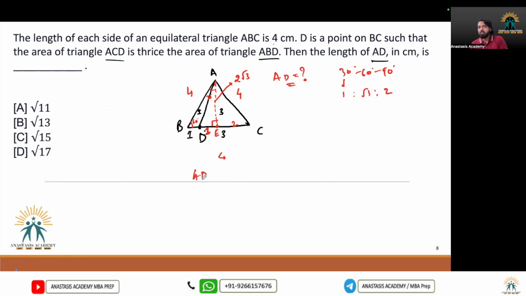I can find the value of AD because it's a right angle triangle. So using Pythagoras, AD square would be equal to DE square plus AE square. I know DE is 1, DE square is 1, and AE square is 4 into 3, which is 12. So it comes out to be 13 for AD square. So the length of this side AD would be √13. Correct answer is option B.